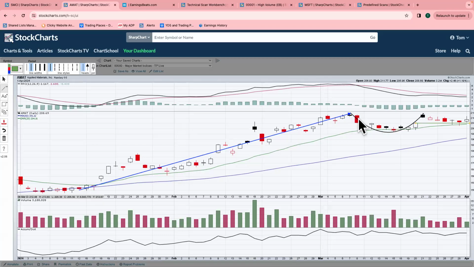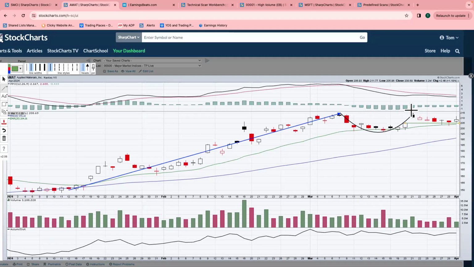So uptrend, cup, handle, down to the nice little hammer right there with a red filled candle, but still a hammer, as it tests the 20-day moving average and as it tests gap support. It's a great entry point into Applied Materials. Now the measurement comes from top of the cup to the bottom of the cup.